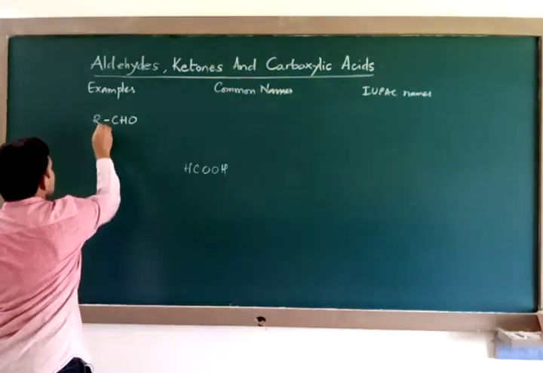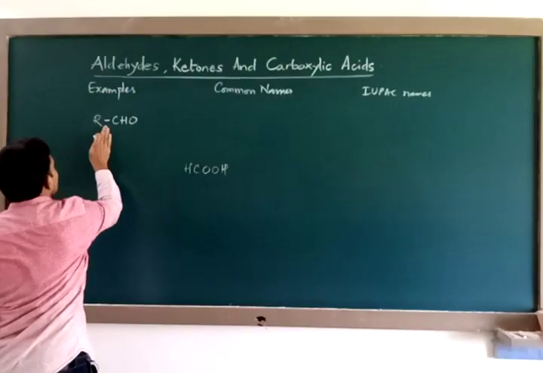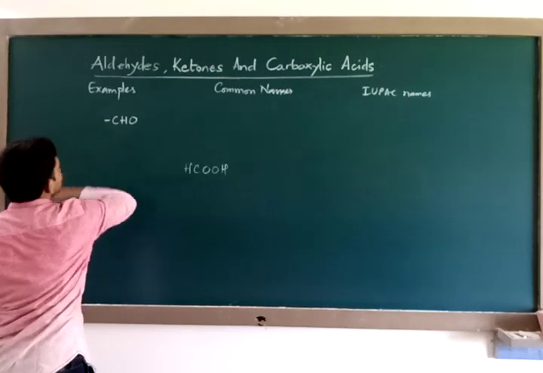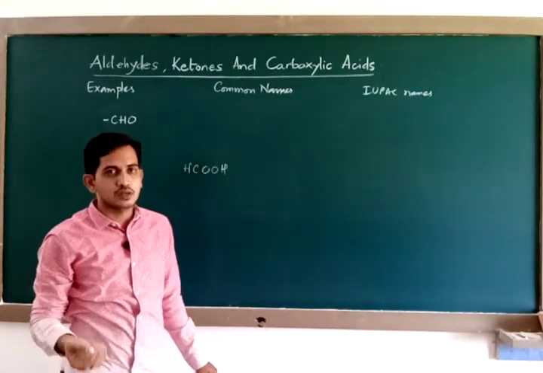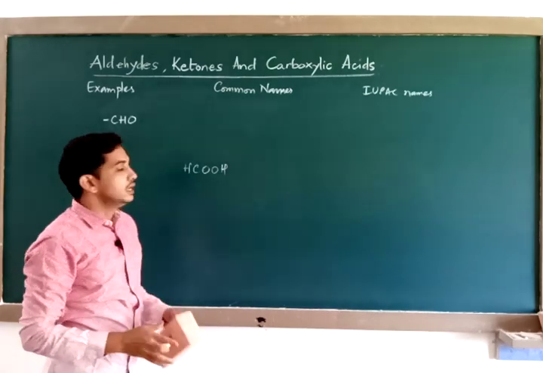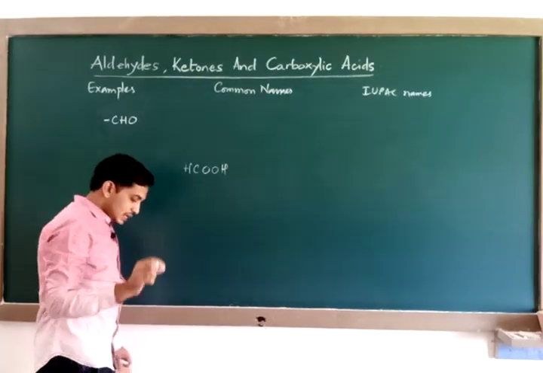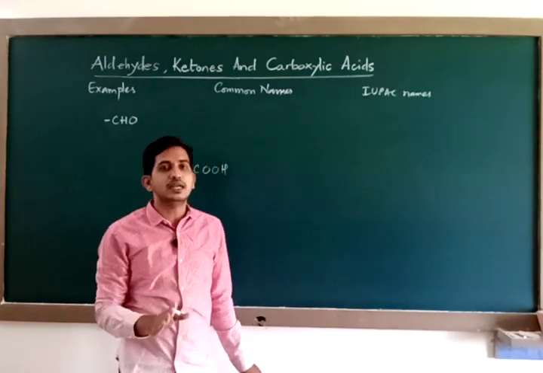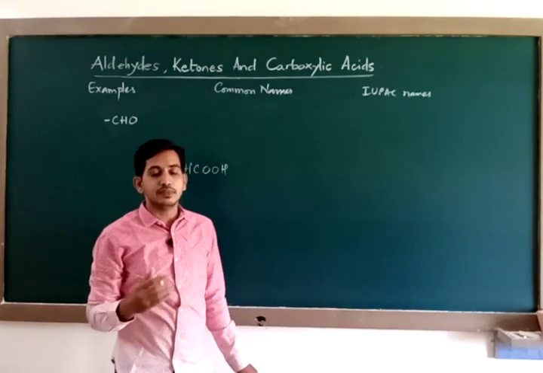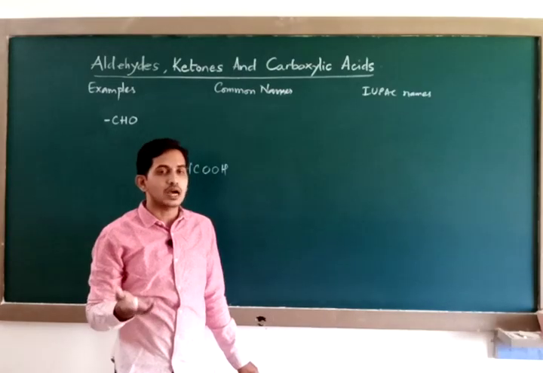If this is R, it is an aldehyde. Now each time I will replace this group by either an alkyl group, an aryl group, or by hydrogen. So corresponding names are obtained. Now the common names of some aldehydes are derived from the common names of carboxylic acids.